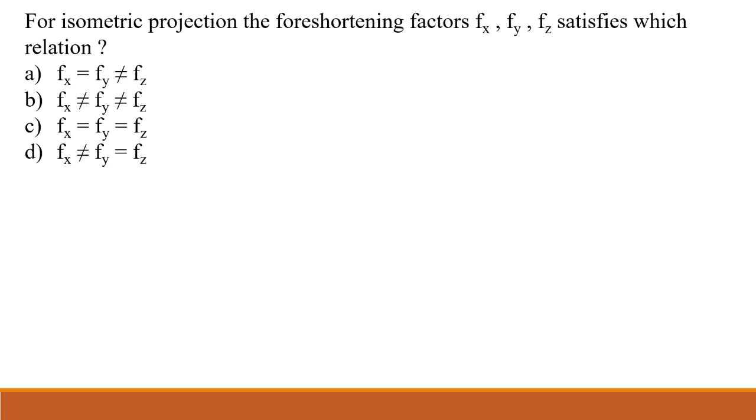For isometric projection, the foreshortening factors are fx, fy, fz, and they satisfy which relation? So already you know in the axonometric projection there are three types. What are those? Trimetric, dimetric, and isometric. In the trimetric, all the foreshortening factors will be what? Different. fx not equal to fy not equal to fz.